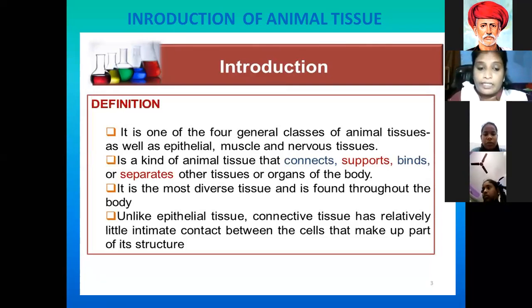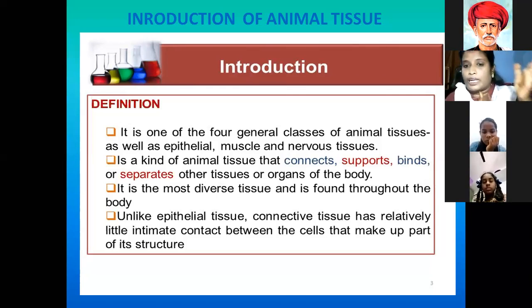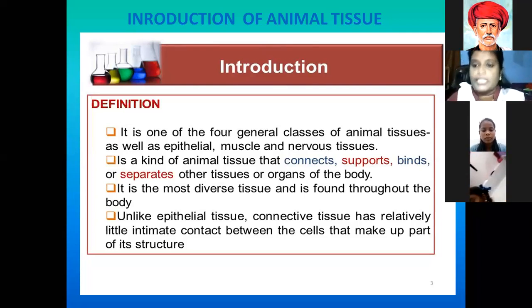Next, it is the most diverse tissue and it is found throughout the body. In our body also so many organs and so many cells are there, and the cells are made up of tissue. Tissues give connection, support, protection, structure, binding, and separation. Already we know tissues are of 2 types: plant tissue and animal tissue. Plant tissue is over. Today I am going to discuss a new topic, animal tissue.